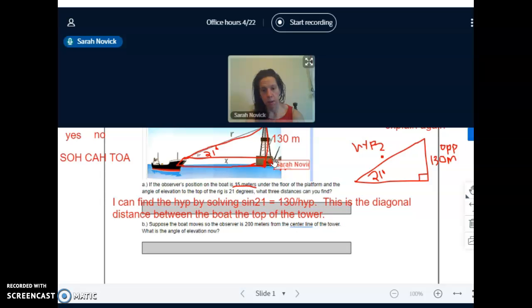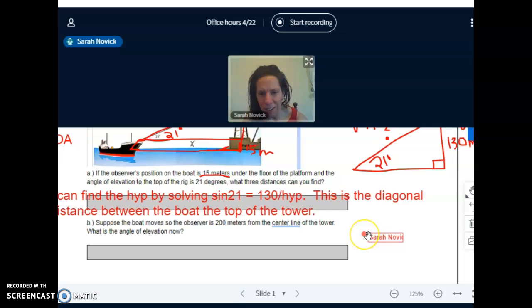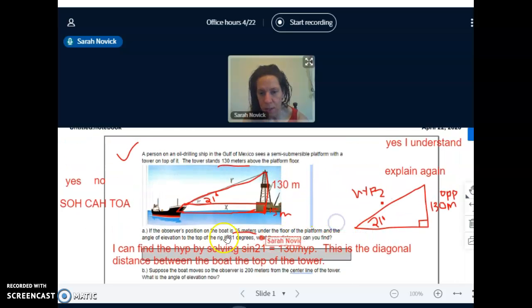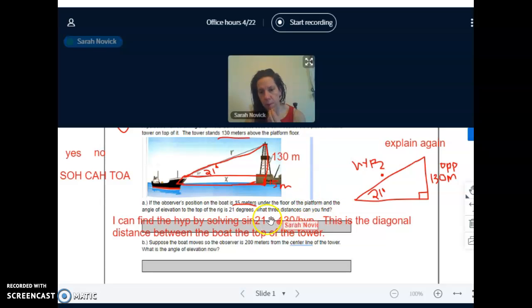So you could find the adjacent side, right? Just to keep it moving, you could find the adjacent side by setting up another equation. The adjacent side would be the distance between the boat and the base of the tower, the horizontal distance. And then it says, what three distances can you find? So that was one distance right here, another distance right here. I know this distance. I'm going to change this to just say two distances, because you could also find this distance that's down in here.